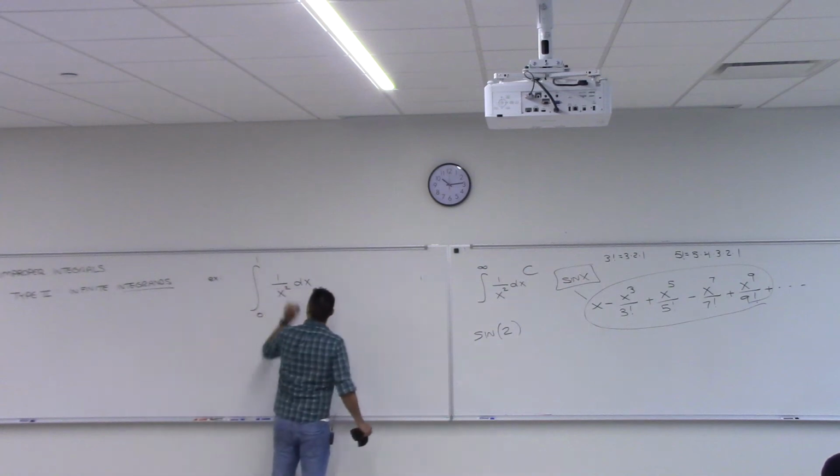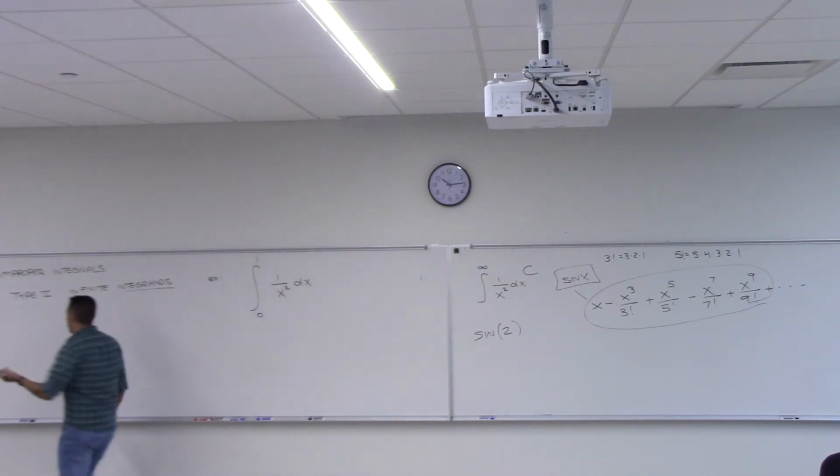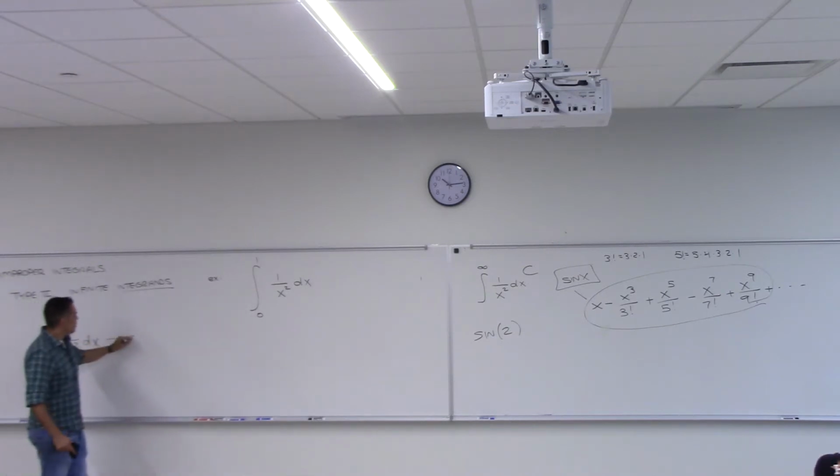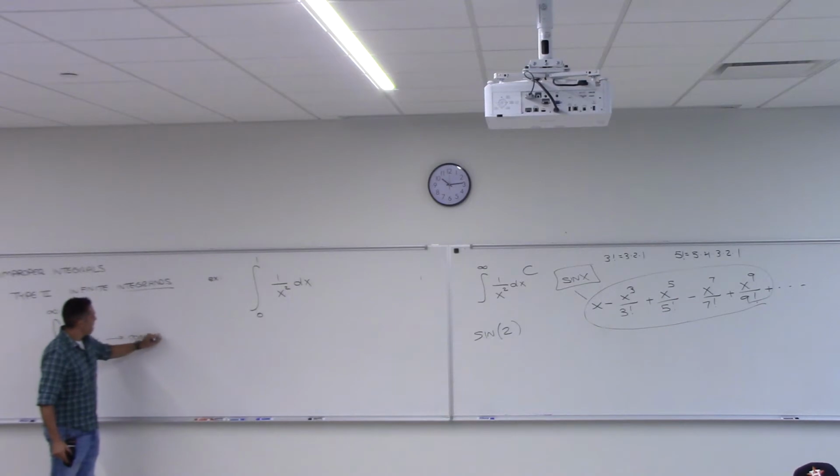Let's do x squared, because that's the one we started off with when we were doing type 1, right? Last class I started with this example, the integral from 1 to infinity of 1 over x squared dx. Go in your notes. We found out that this converges.